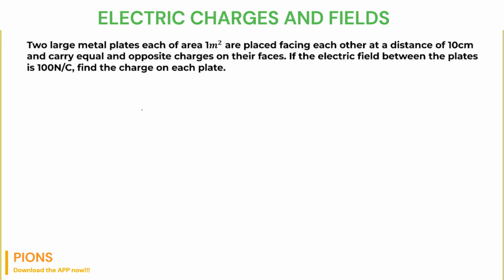It says 2 large metal plates. So let's draw here 2 large metal plates, each of area 1 meter square. So this is 1 meter square and this is also 1 meter square. They are placed facing each other at a distance of 10 centimeter apart. So the separation is 10 centimeter and they carry equal and opposite charges. So if this is positive, this will be negative. If the electric field between the plates is 100 Newton per Coulomb, so electric field E is 100 Newton per Coulomb, find the charge on each plate.